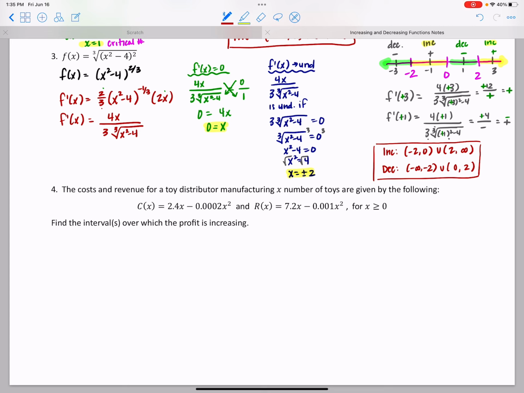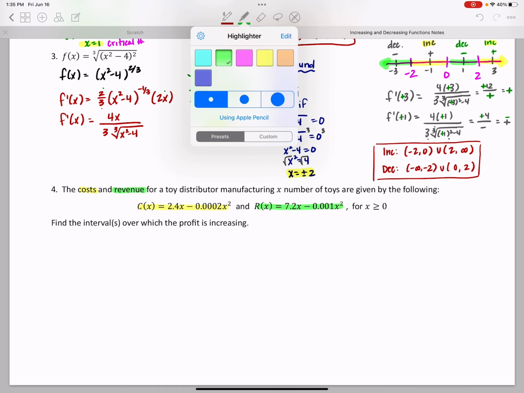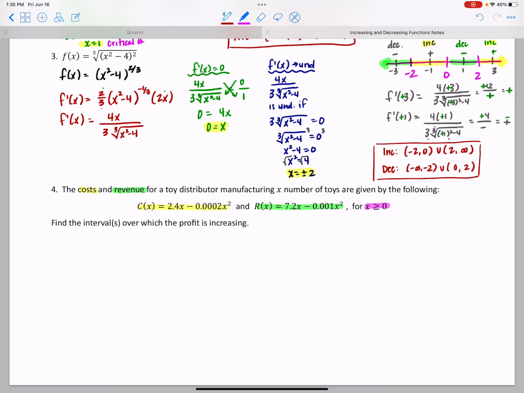The costs and revenue for a toy distributor manufacturing x number of toys are given by the following functions. C of x represents our costs, and R of x represents our revenue. This is for x greater than or equal to 0, which makes sense. x is the number of toys, and we're not going to have a negative number of toys. In this question, we want to figure out the interval or intervals over which our profit is increasing.